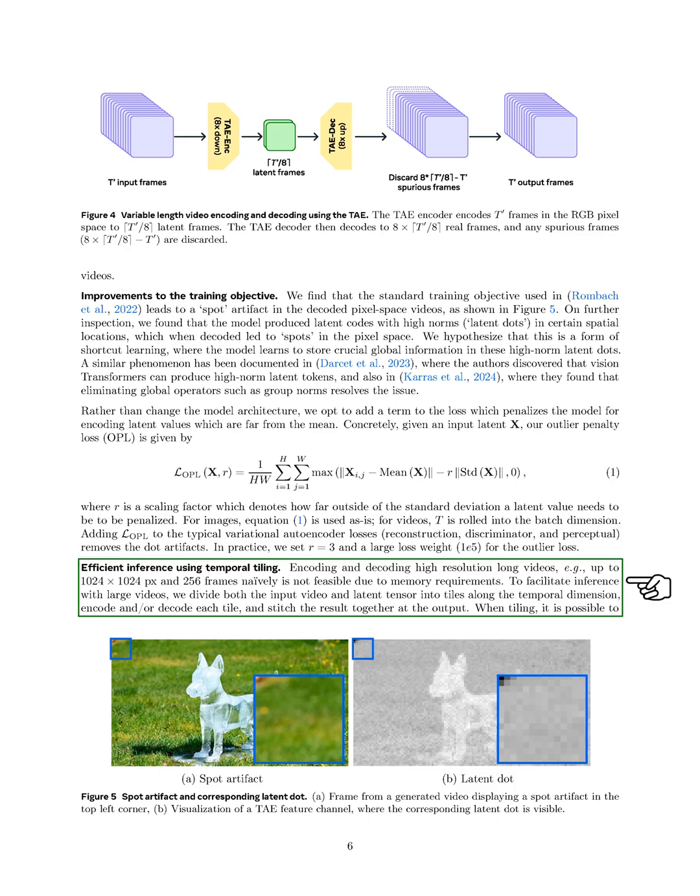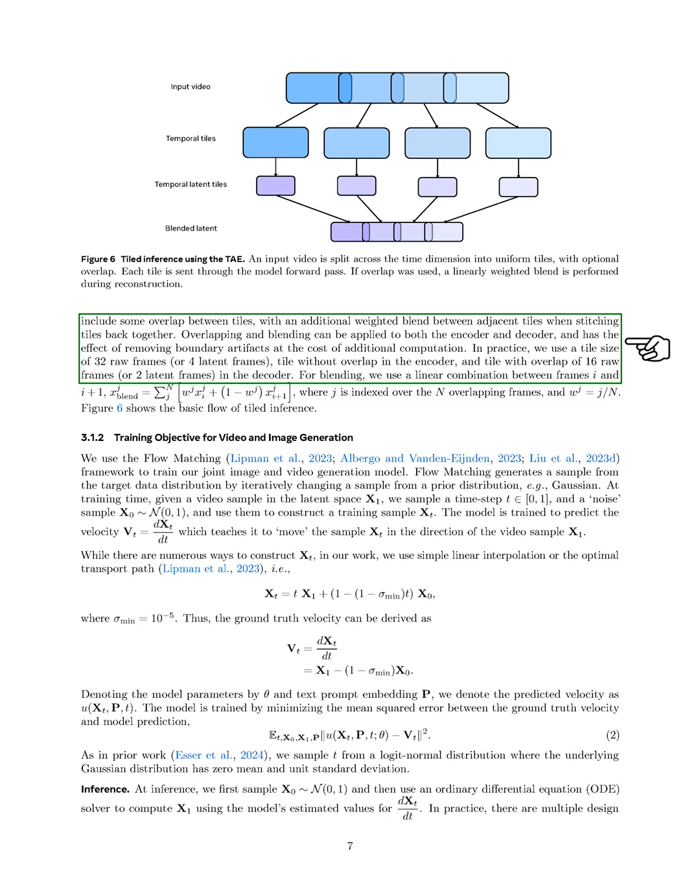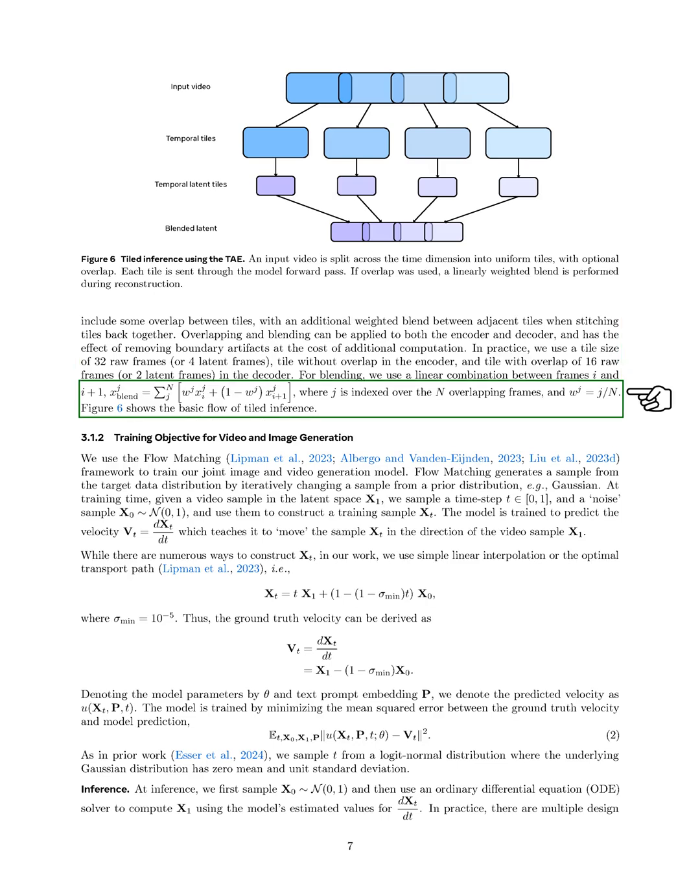For efficient inference, especially with high-resolution long videos, we implement a tiling strategy. We divide the input video and latent tensor into smaller segments, process each segment, and then stitch the results together. This method allows us to manage memory requirements while maintaining quality, using overlapping tiles and blending techniques to minimize boundary artifacts.